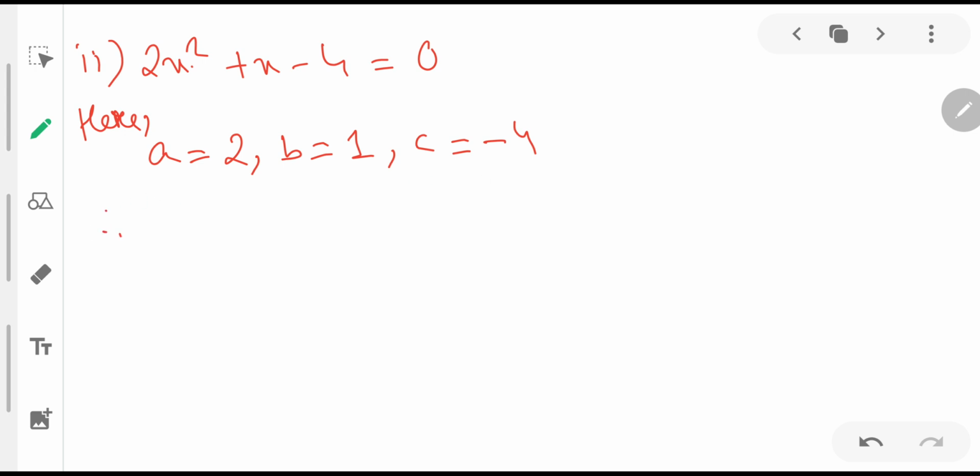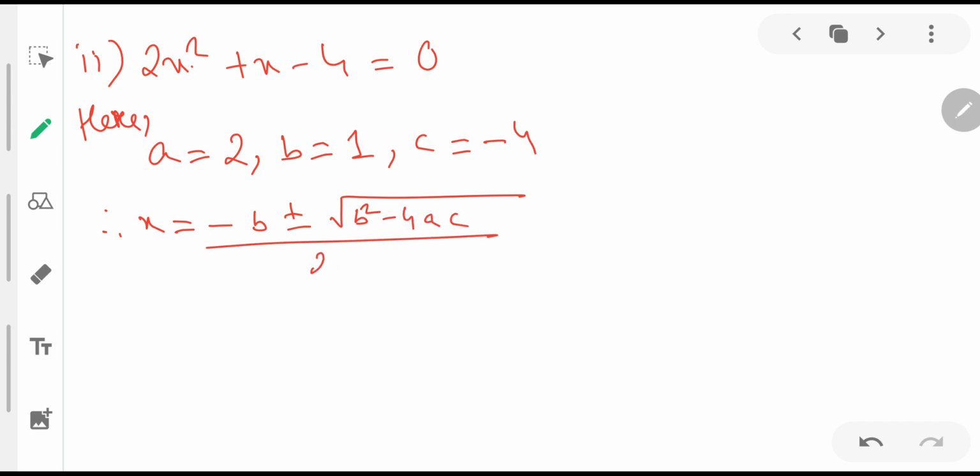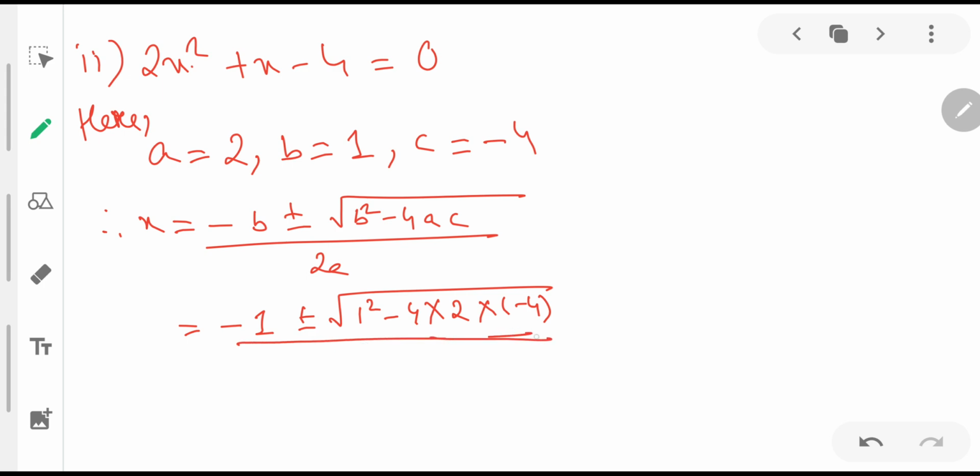Okay. So, now I will write the formula. X equals minus b plus minus root over b square minus 4ac divided by twice a. Here b is 1, so minus b is minus 1, plus minus root over b square means 1 square, minus 4ac: a is 2, c is minus 4, divided by twice a, which means 2 into 2.